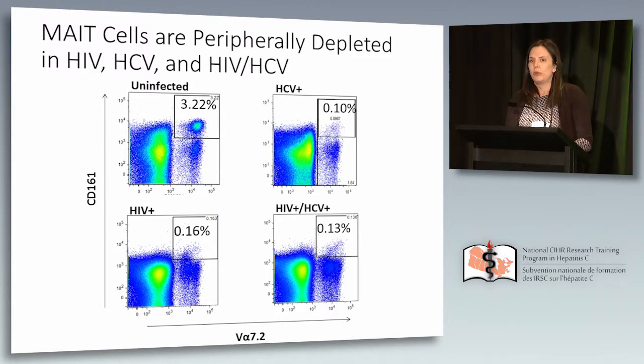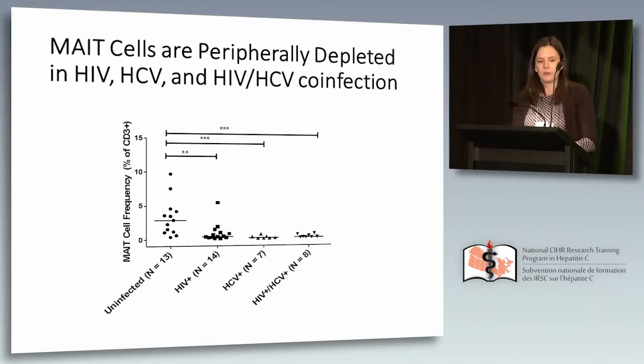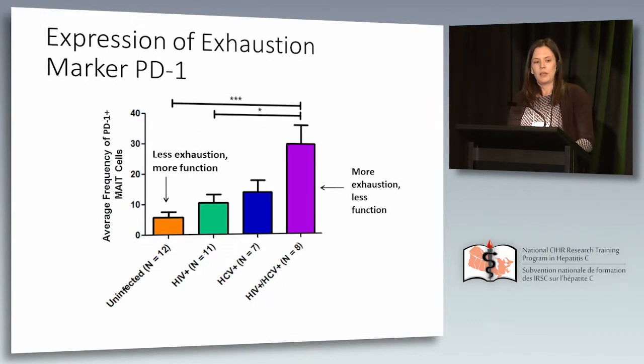When we looked at the peripheral MAIT cell frequencies in patients who were uninfected compared to patients who were HCV infected, HIV infected, and HCV-HIV co-infected, we found that there was a depletion of these cells in all stages of infection. And we found that this was significant for HIV-infected individuals, HCV-infected individuals, and in the MAIT cells of HCV-HIV co-infected individuals. So we next wanted to ask the question of, for the detectable MAIT cells in these individuals, were they expressing markers of exhaustion?